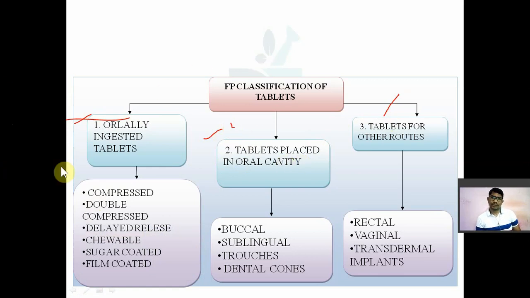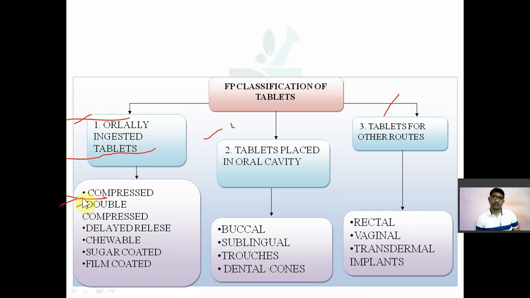So first, tablets taken by oral route, orally ingested tablets. Okay, so what kinds of tablets are there in the orally ingested tablets? There are different kinds of tablets which are meant for oral use. For example, simple compressed tablet, then double compressed tablet, delayed release tablet, chewable tablets, sugar coated tablet, film coated tablets, enteric coated tablet, delayed release tablet, controlled release tablet.